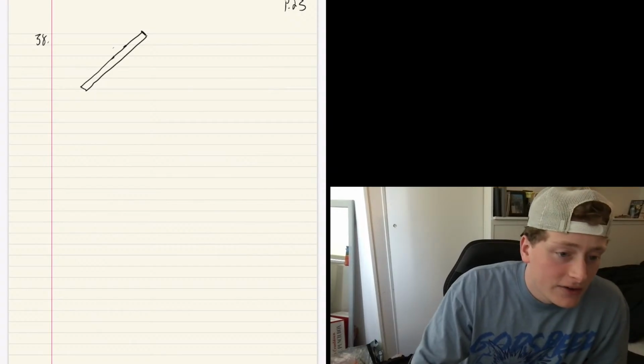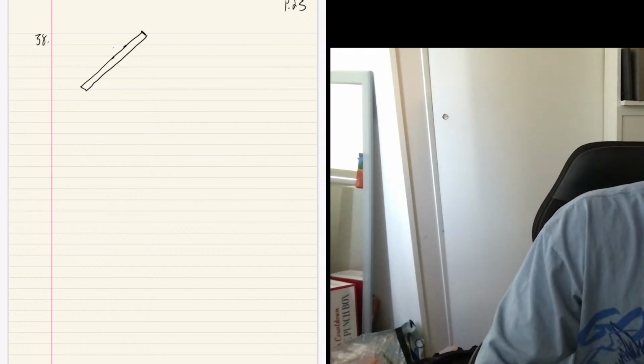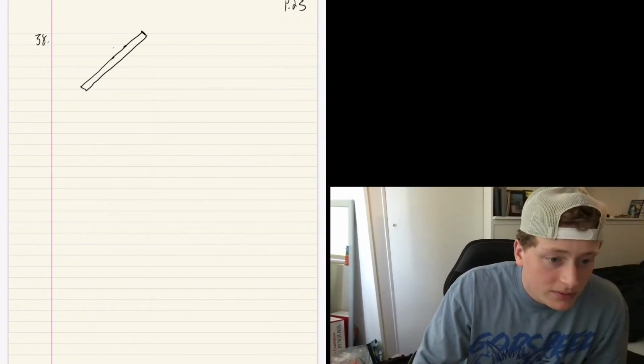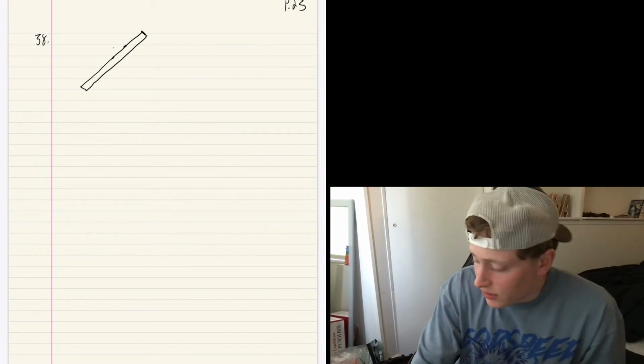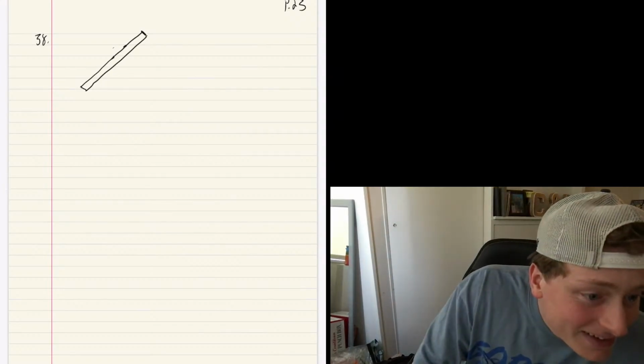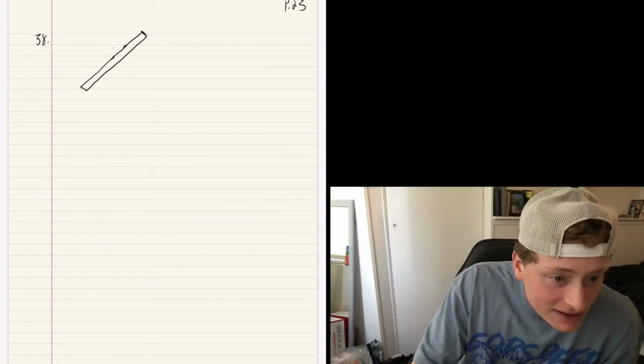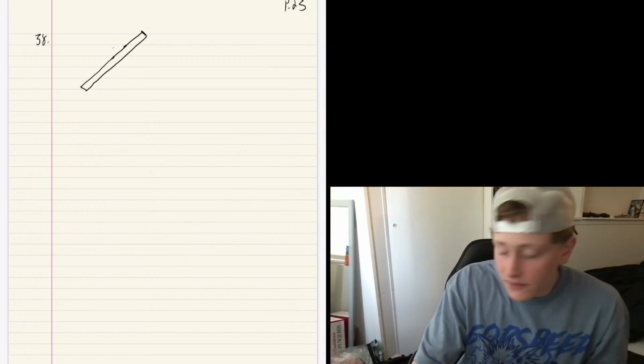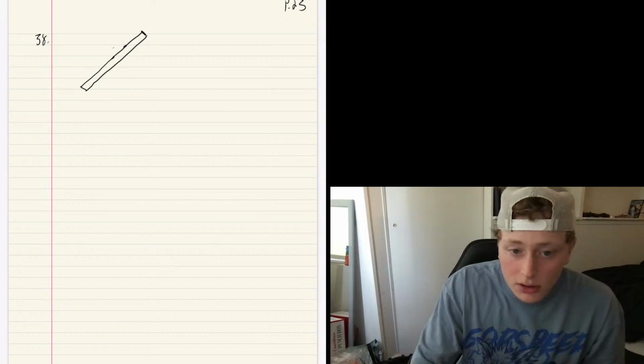I hate how this is just black space. Can I make myself... Oh, no. Alright. So we're just going to have black screen there. Oopsie.